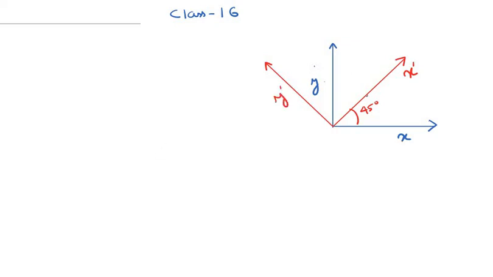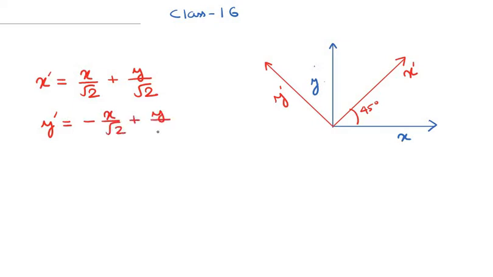Any point on this axis over here can be written as x dash. What is x dash? This is 45° to the x-axis, so it must be equal to x divided by root 2 plus y divided by root 2, so cos 45° and sin 45°. Similarly, this other coordinate axis, y dash, has to be equal to minus x divided by root 2 plus y divided by root 2.